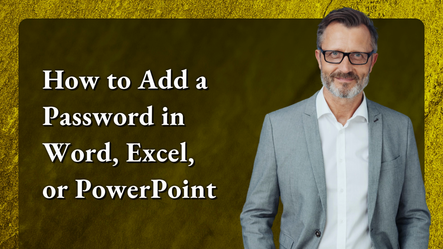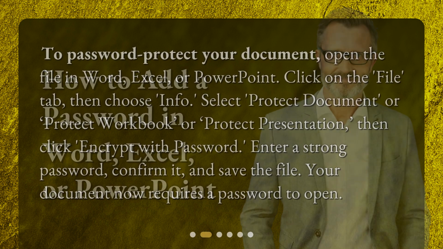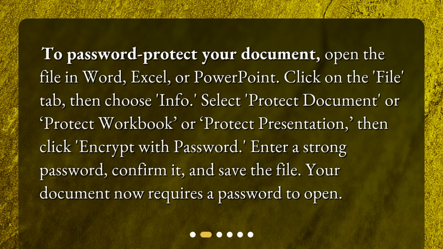How to add a password in Word, Excel, or PowerPoint? To password protect your document, open the file in Word, Excel, or PowerPoint. Click on the File tab, then choose Info. Select Protect Document or Protect Workbook or Protect Presentation. Then click Encrypt with Password. Enter a strong password, confirm it, and save the file. Your document now requires a password to open.